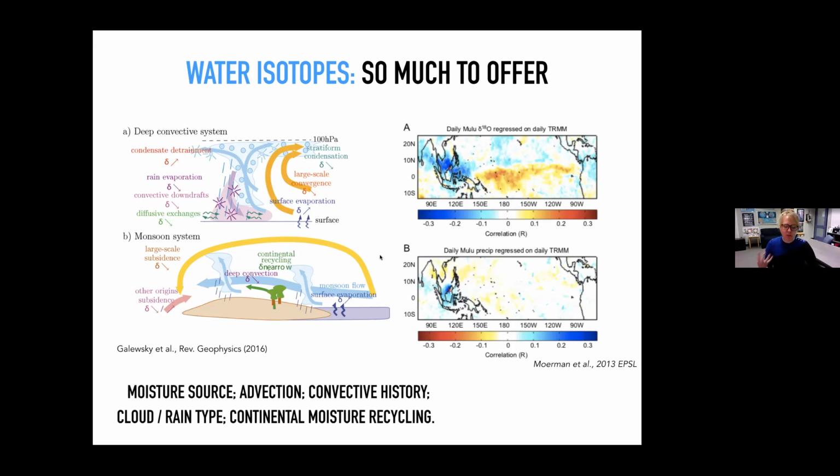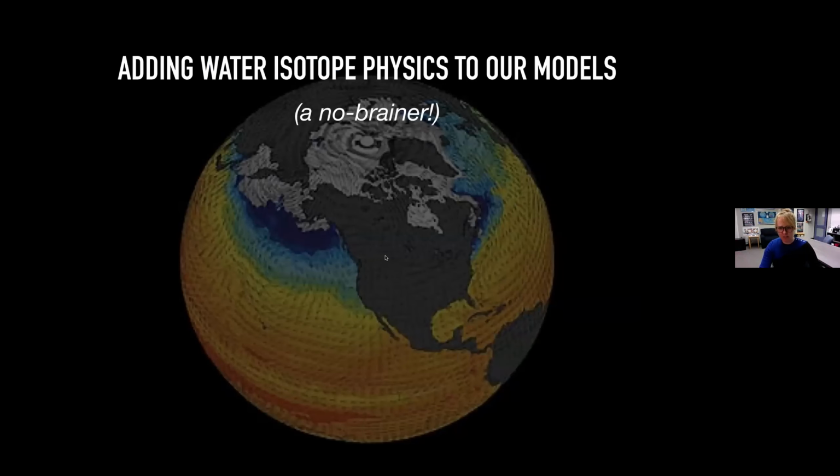So we can really retrieve information about moisture source, advection, convective history, cloud or rain type, continental moisture recycling. They're incredibly rich data points. And so adding water isotope physics to our GCMs and other scales of models is really a no-brainer.